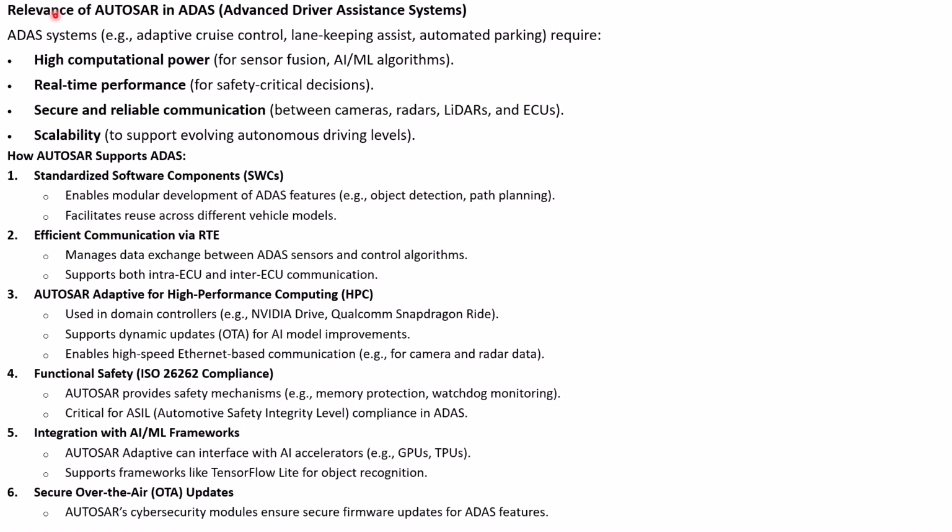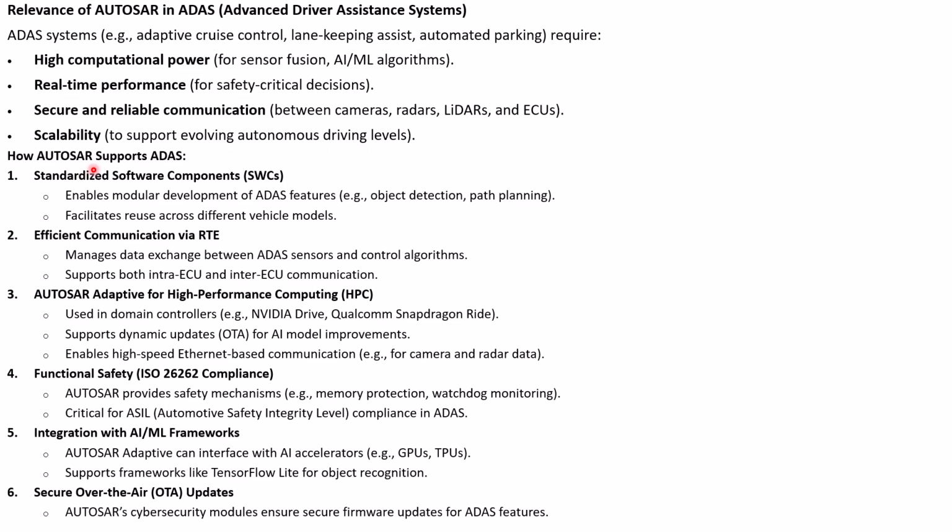Now, coming to the relevance of Autosar in ADAS. ADAS systems like adaptive cruise control, LKA, and automatic parking assist require high computational power for sensor fusion and AI ML algorithms. They also require real-time performance for safety critical decisions, secure and reliable communication between cameras, radars, lidars, and ECUs. Also scalability to support evolving autonomous driving levels.